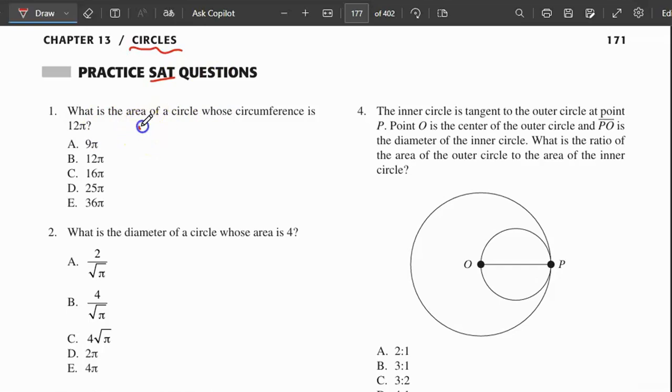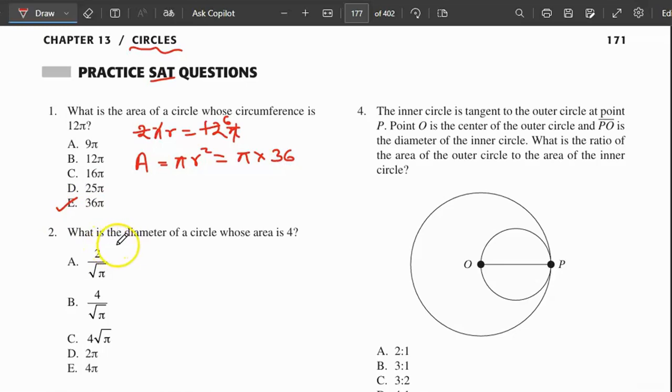This is simple. Circumference is 2 pi r, that is equal to 12 pi here. So pi and pi will be cancelled. This will be cancelled 2, so r is 6. Now area of circle in terms of pi. Area is equal to pi into radius square. Radius is coming as 6, so this would be pi into 6 square, that is 36. So the answer should be 36 pi.